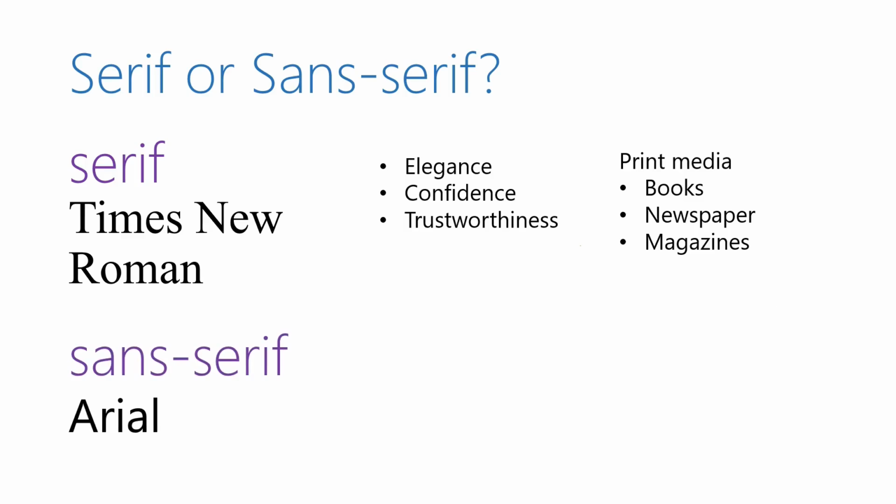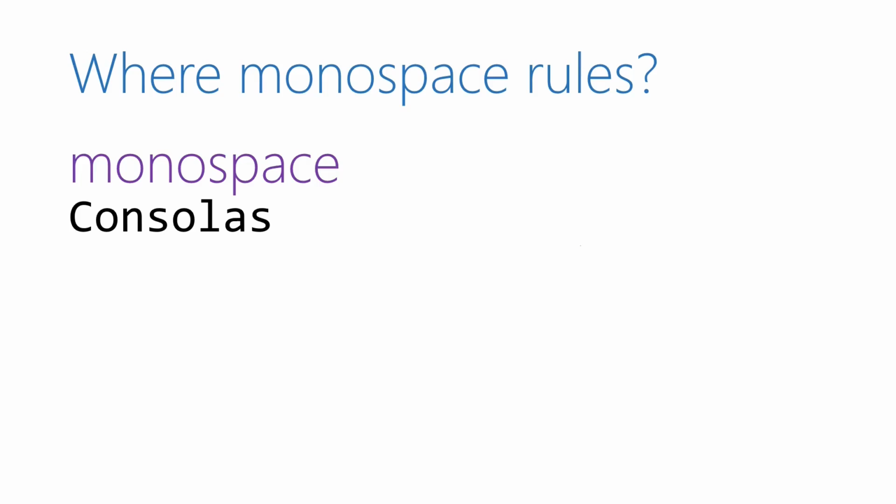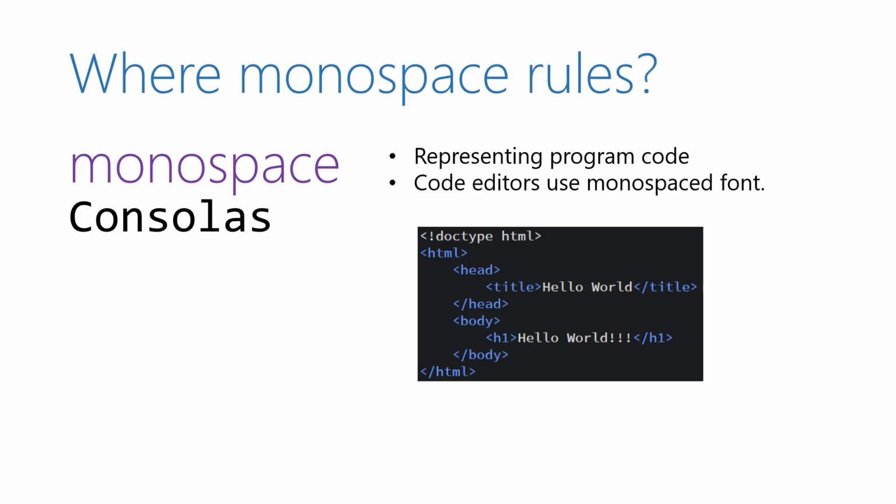About the sans serif, this represents that these fonts are modern, approachable, and clean. These are ideal fonts for on-screen use in mobiles, tablets or desktops. These fonts look better. Now coming to the monospace font, these are fonts that are good for representing coding or a program. Most of the code editors will be using a monospaced font to represent any program.